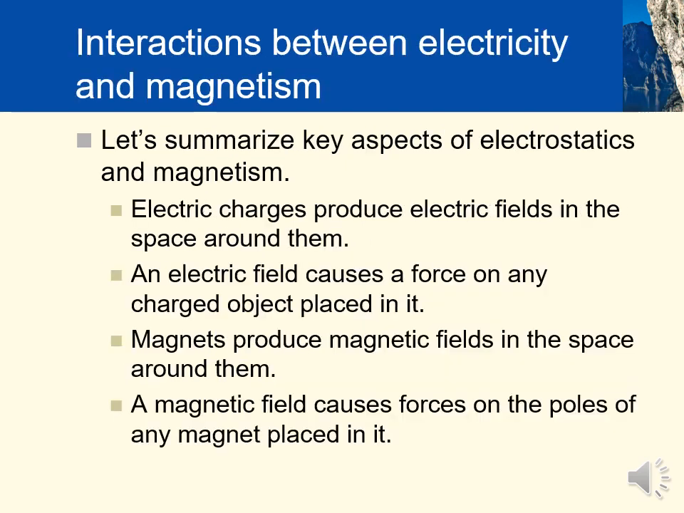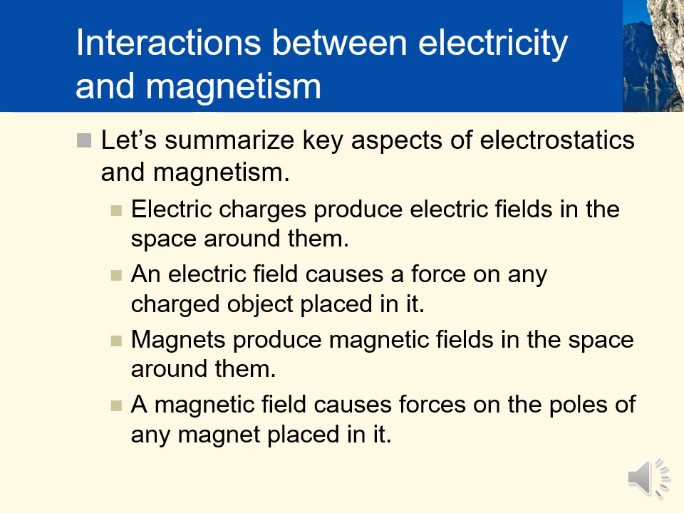Now we will summarize the key aspects of electrostatics and magnetism, or we can say I will talk about the similarities and differences between magnetism and electrostatics. The similarities: first, we have two poles, north pole and south pole, and also we have two kinds of charge, positive and negative. The second, we know like poles repel each other, and like charges repel each other. The third, there is a magnetic field around any magnet, and also an electric field around any charge.